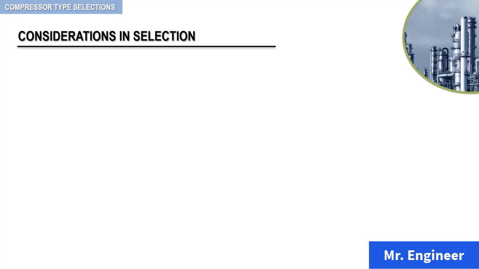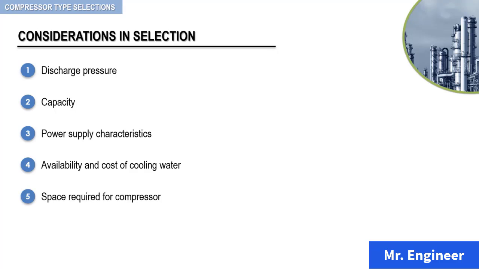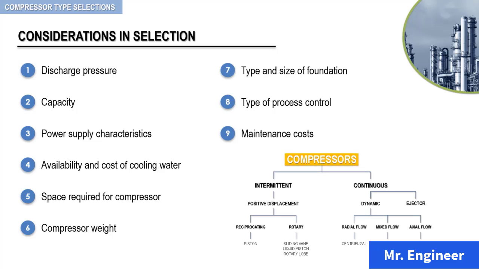Okay, now before choosing a specific type of compressor, consideration must be given to a number of important factors. These include discharge pressure, capacity, power supply characteristics, availability and cost of cooling water, space required for the compressor, compressor weight, type and size of foundation, type of process control, which is very important, and maintenance costs, just to name a few. The initial choice is between the two basic types, which are, if you recall, positive displacement and dynamic.